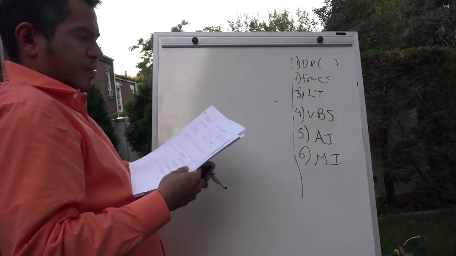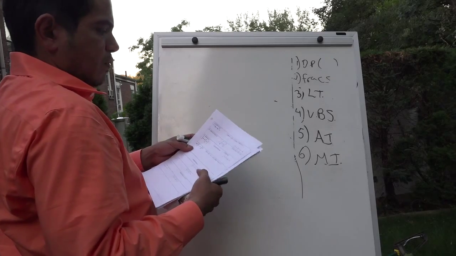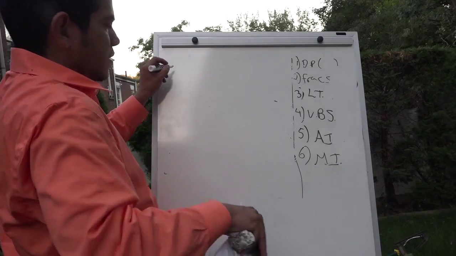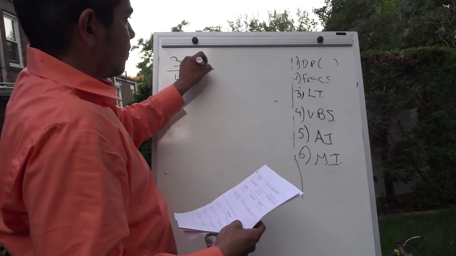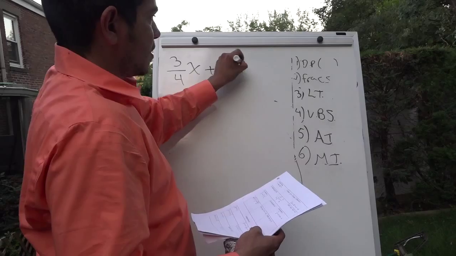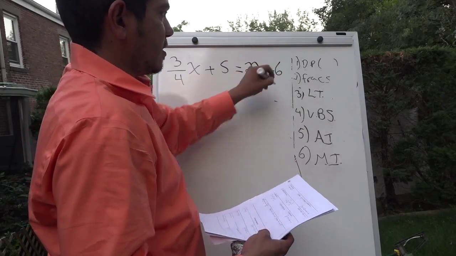Let us do one more problem, and then we'll move on to the next set of equations. So I have 3 over 4x plus 5 equaling 2x minus 6.